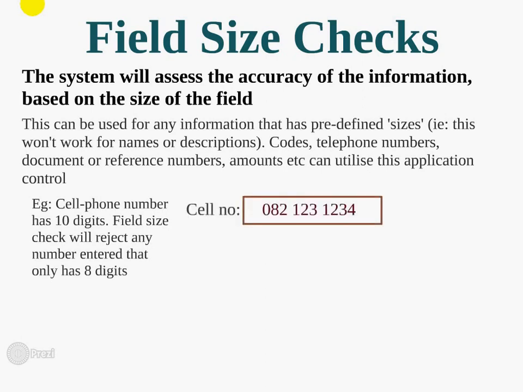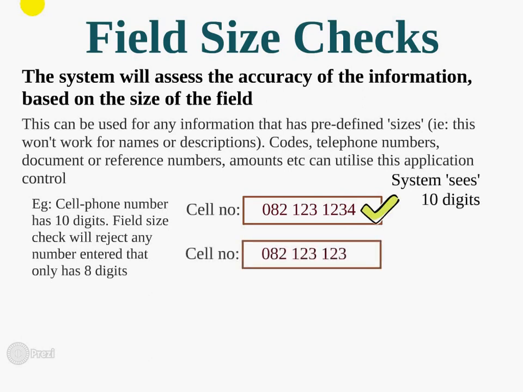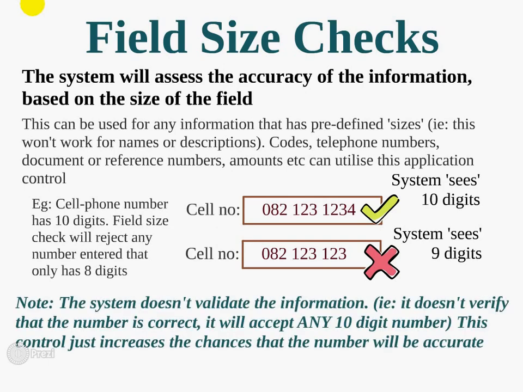Here's an example, 082.123.123.4. It's correct because the system sees 10 digits. Cell number 082.123.123. The system only sees 9 digits, thus it sees the information as incorrect. It rejects it. Note, the system doesn't validate the information. It doesn't verify that the number is correct. It will accept any 10-digit number. It just increases the chances that the number will be accurate.